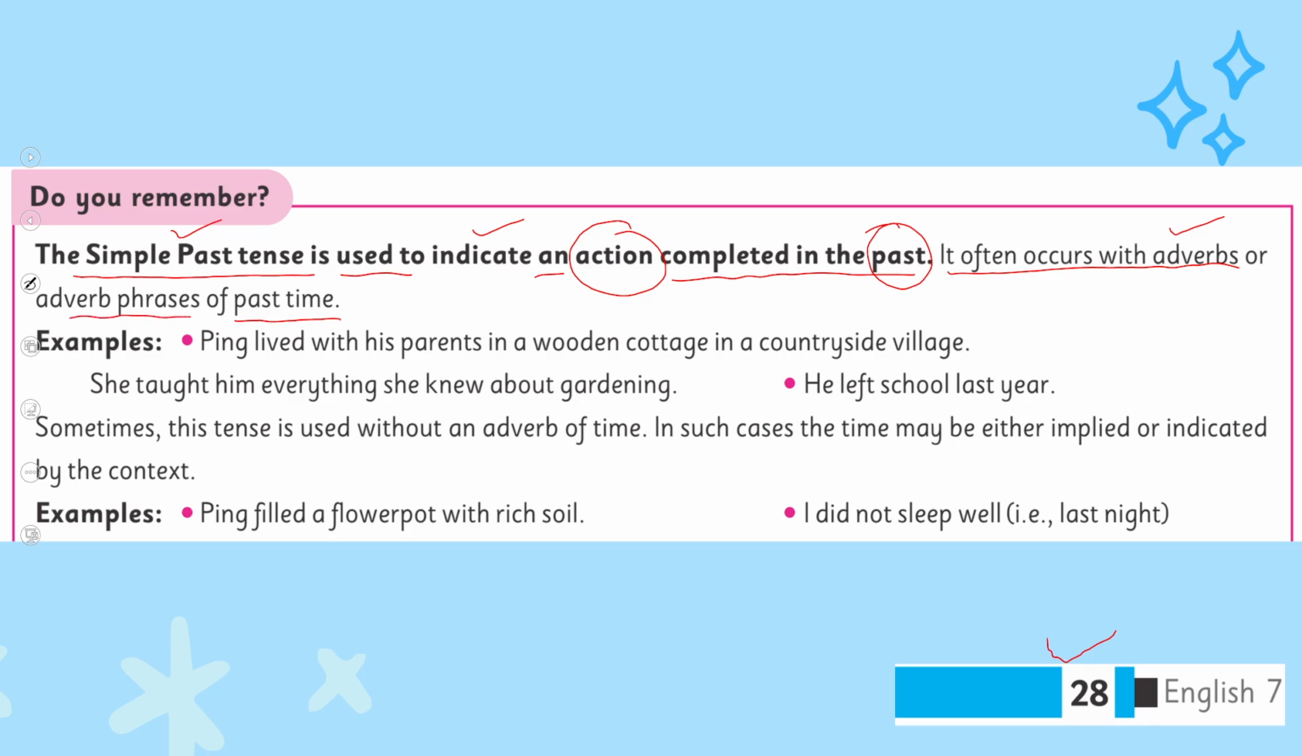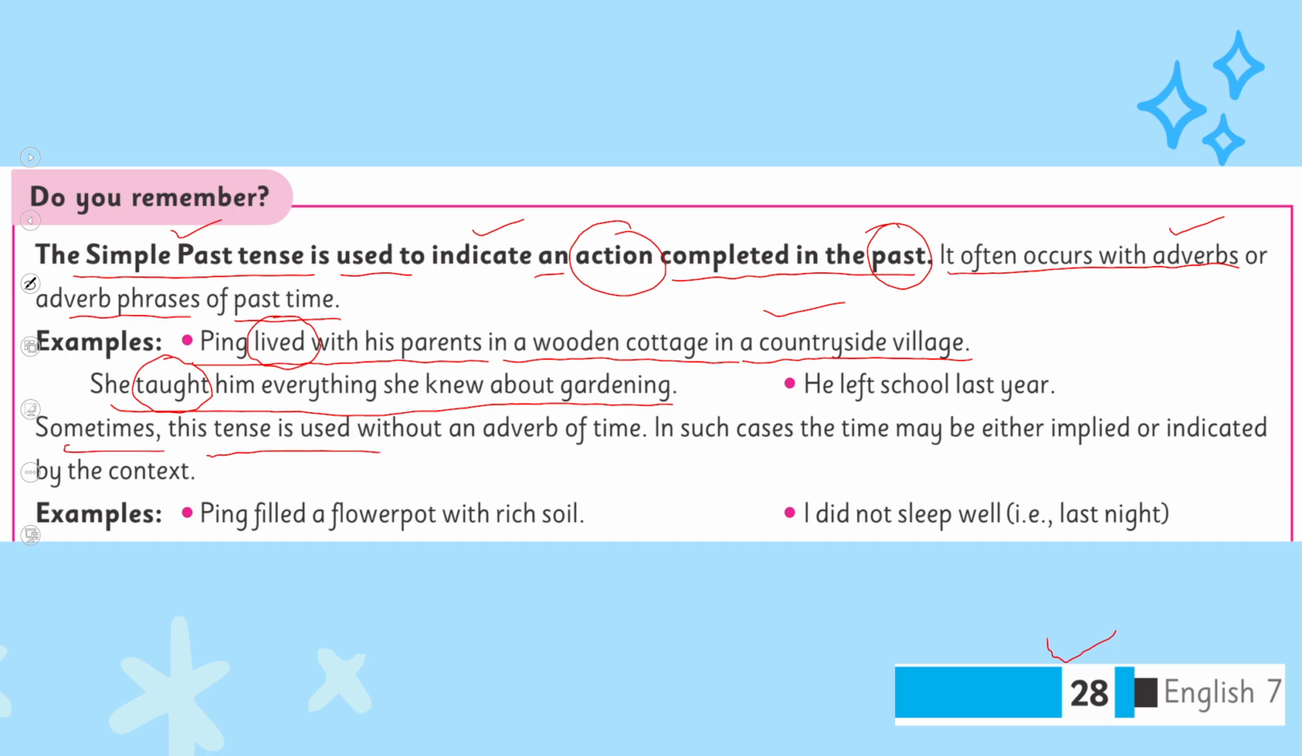Let's look at an example. Ping lived with his parents in a wooden cottage in a countryside village. Now you can see that some adverbs and adverb phrases are used to give us full information. She taught him everything she knew about gardening. How can you recognize that these two sentences are of simple past tense? Now, it is recognized by the past form of any verb. So, live will be lived, teach will be used as taught.